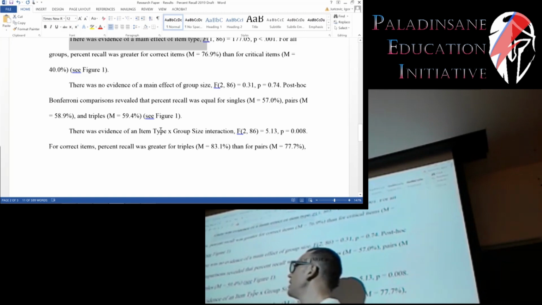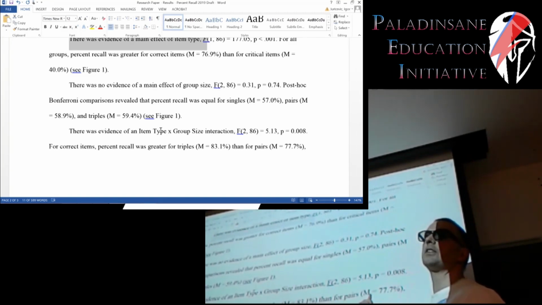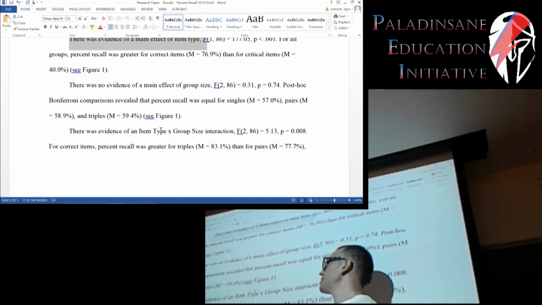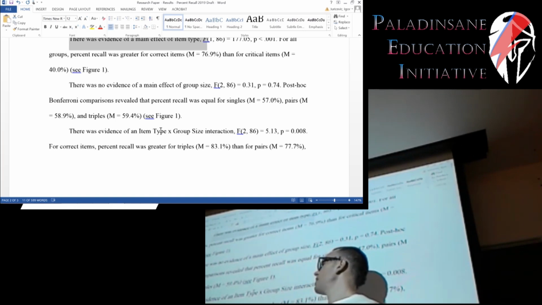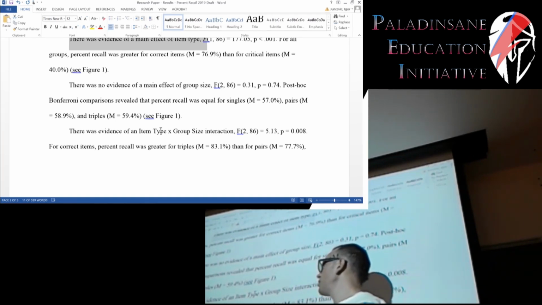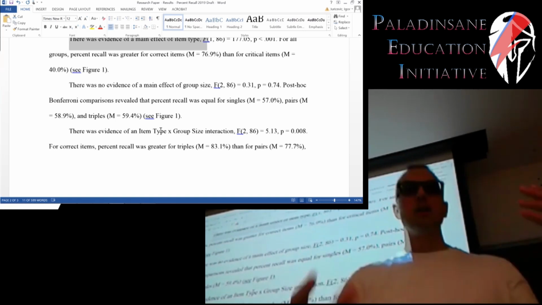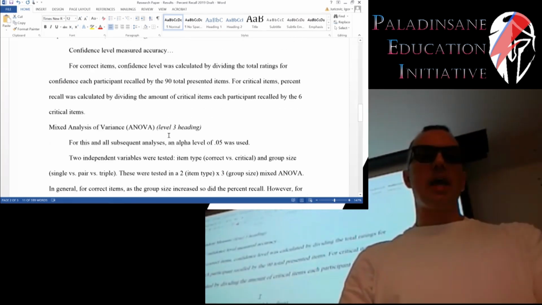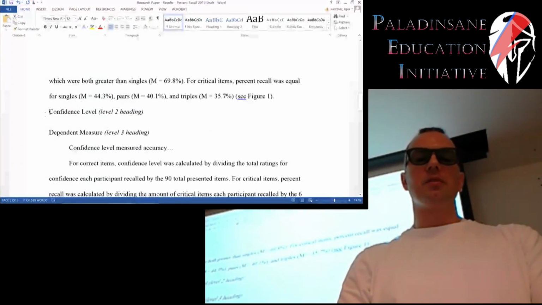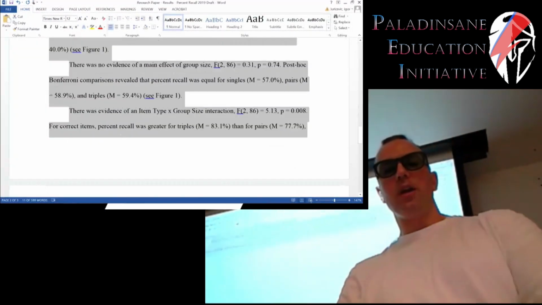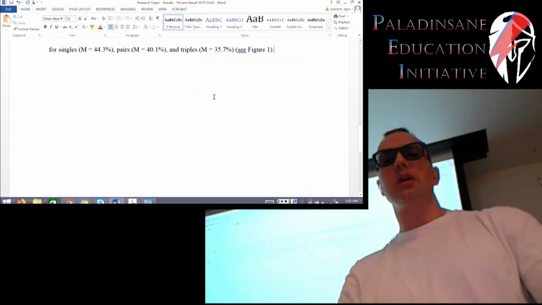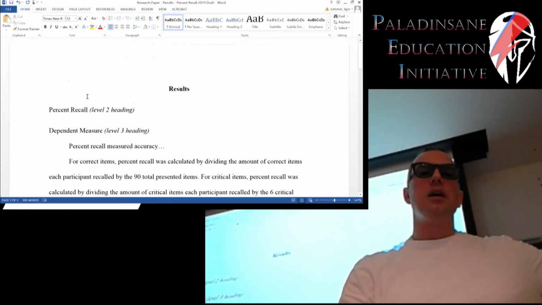So for example, if there was no difference amongst confidence intervals, just copy and paste this for correct items. Confidence level was the same for this, this, and this. Feel free to copy as much as you can. It's not plagiarism because we wrote it, so we can do it in that way. So that's the homework assignment.